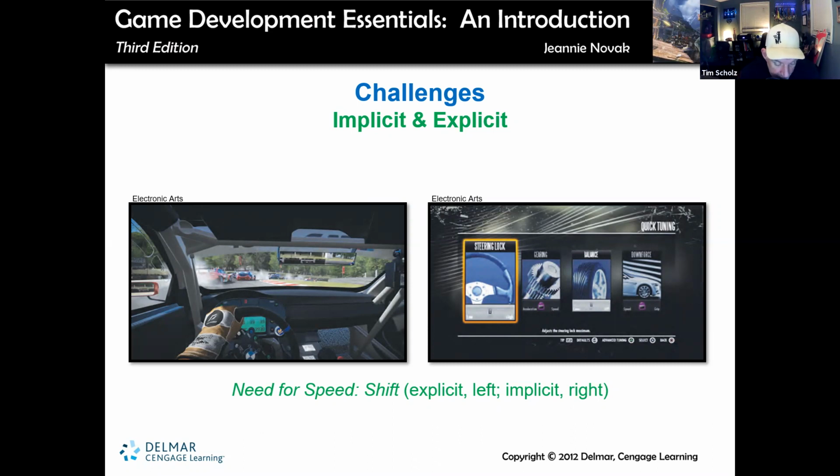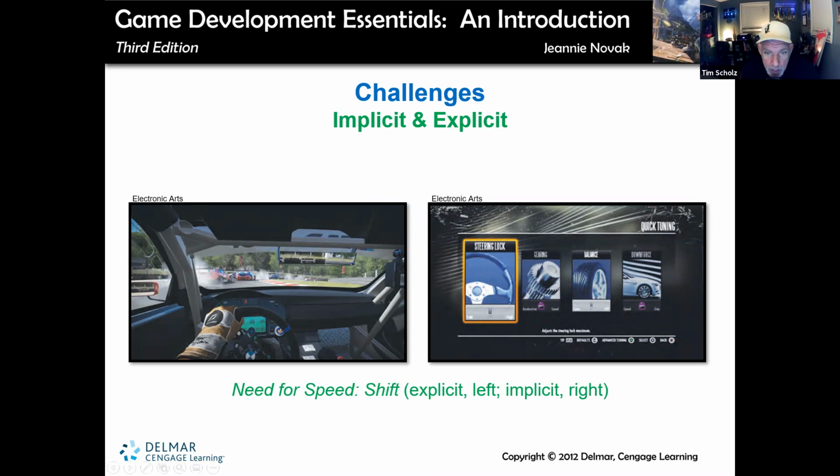An explicit challenge is intentional, immediate, and often intense. For example, if you're in an action game, the explicit challenge may be having the exact timing to jump over something. In Donkey Kong, the explicit challenge is, as the barrel's coming towards you, knowing exactly when to jump to clear the barrel so it doesn't hit you and take away one of your lives.